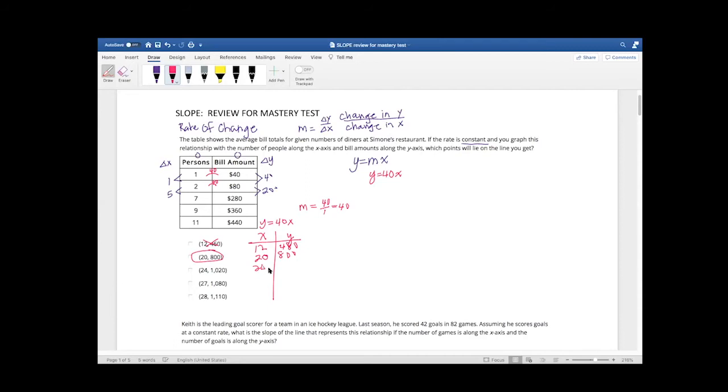24. Let's see. 24 times 40 would be 960, not 1020. This one does not work. 27 times 40 is 1080, so that point works. My pen is not working too well there. And the last one, 28 times 40, I should be getting 1120, and so that point does not work. So it's only these 2 points that would fall on the line to represent this situation.